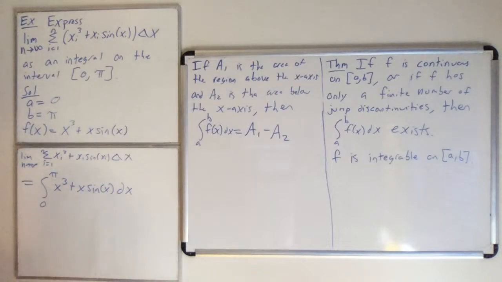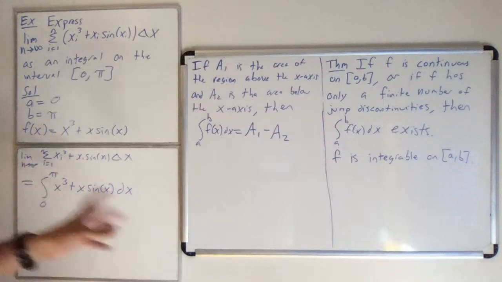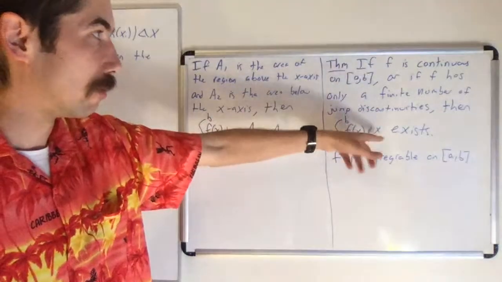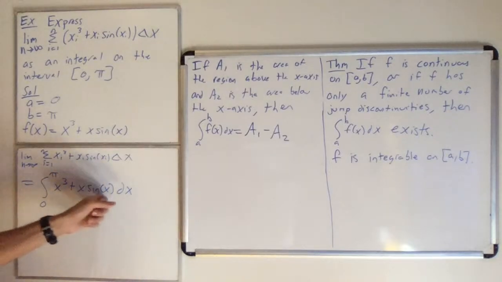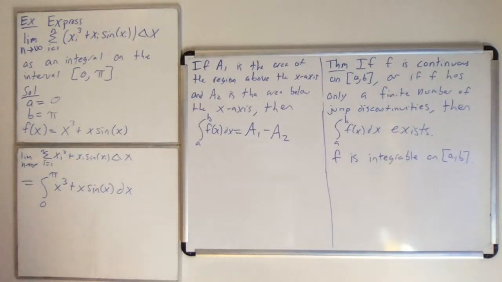Okay, and we don't know what this number is. We know that it is going to be a number based on this previous theorem, because we have a continuous function. It's a product of a polynomial and a sine function, so it's going to be continuous. We don't know what this value is. Maybe some of you do, if you took AP Calc last year. But even so, it'd take a few minutes to compute. So this example is just practice going from our limit notation to our integral notation.